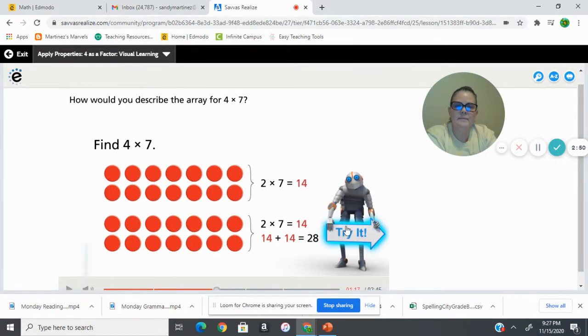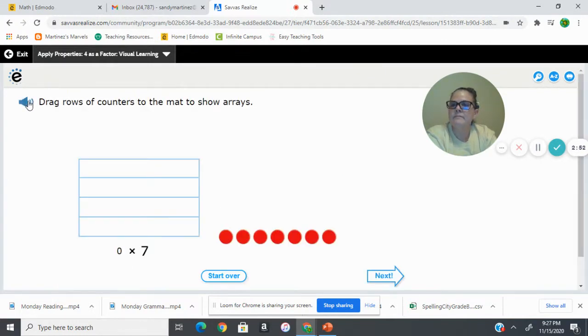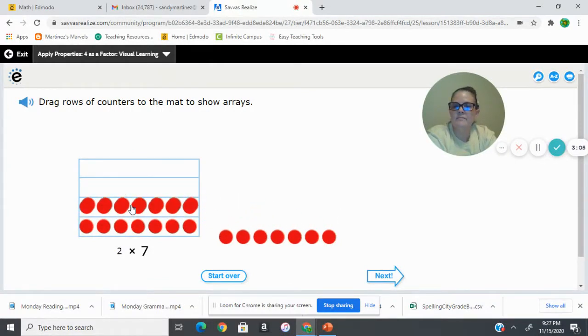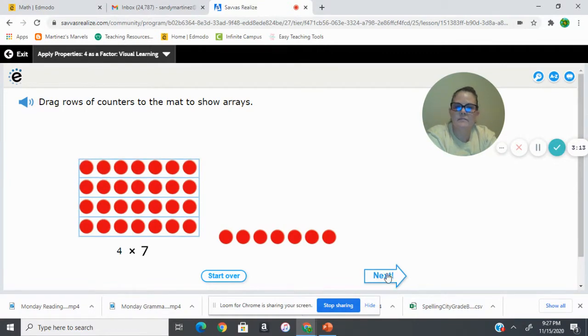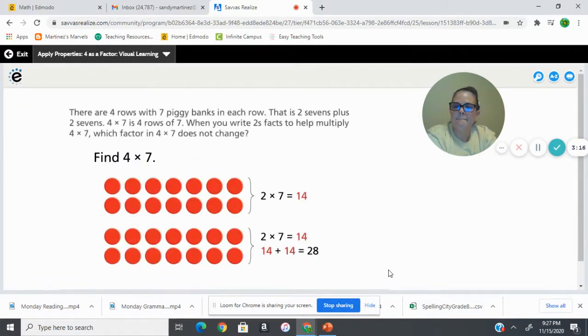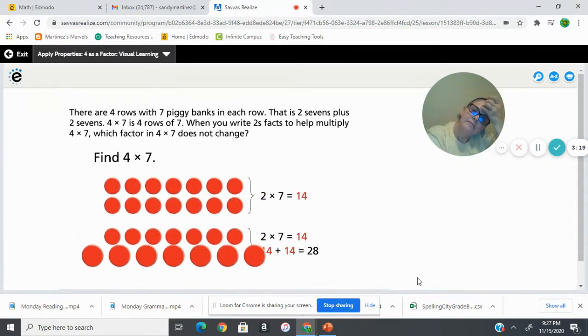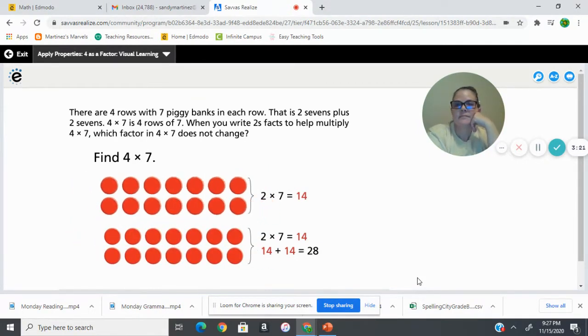Okay, let's try it. Drag rows of counters to the mat to show arrays. Okay. So there's 1 times 7, 2 times 7, 3 times 7, 4 times 7. There are 4 rows with 7 piggy banks in each row. That is 2 7s plus 2 7s. 4 times 7 is 4 rows of 7.